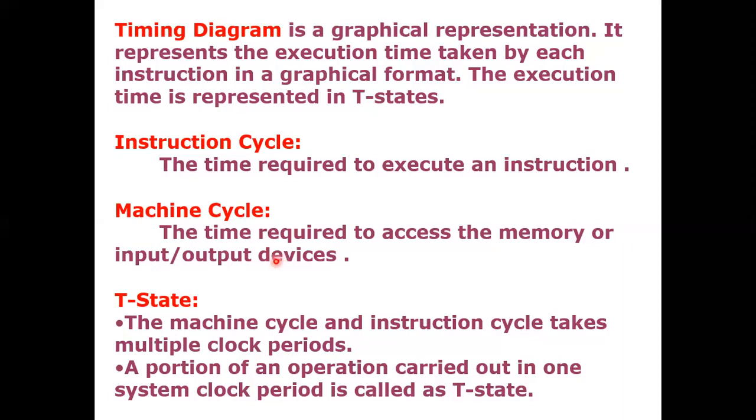As well as opcode fetch, where we get the opcode from the memory. That is the concept of opcode fetch. It is also one type of machine cycle. Next, T state. The machine cycle and instruction cycle take multiple clock periods. A portion of operation carried out in one system clock pulse is called a T state. One machine cycle requires three states, so it will take three clock pulses to execute. One clock pulse is called a T state.